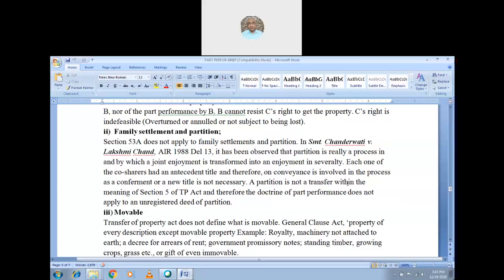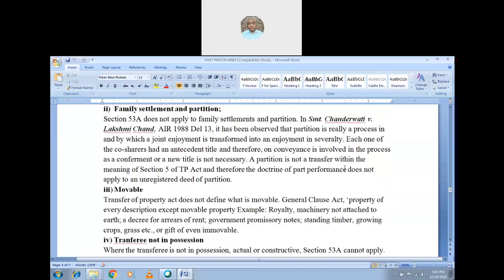Now it will be severed, so individuals will enjoy the property. Each one of the co-sharers had an antecedent title. Therefore, conveyance is involved in the process, and conferment of a new title is not necessary. A partition is not a transfer within the meaning of Section 5 of the Transfer of Property Act. And therefore, the doctrine of part performance does not apply to an unregistered deed of partition. So whatever the partition is, it will not be applicable till it is registered completely in your name. Then only can Section 53A be applicable. Otherwise, merely the settlement and partition is not said to be a transfer of property according to Section 5 of the TP Act, and hence 53A will not be attracted.